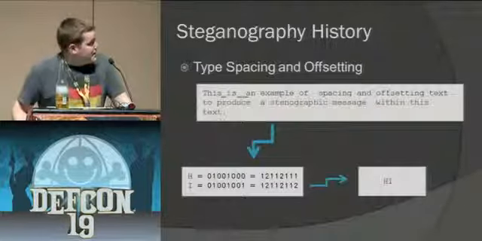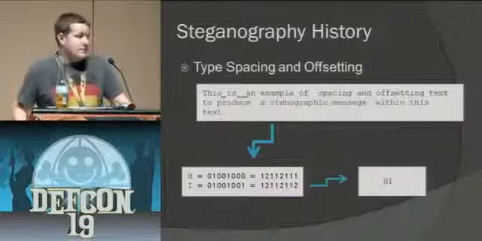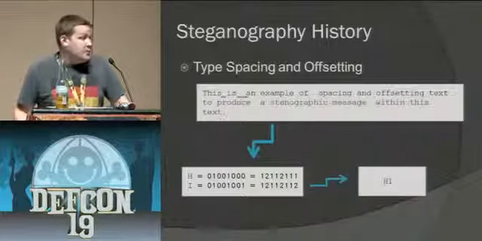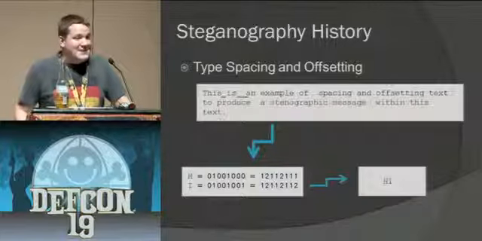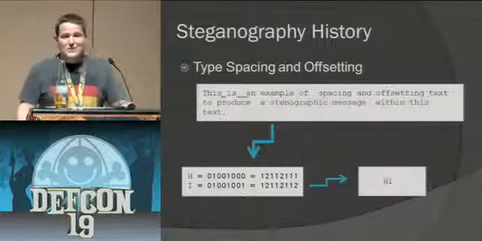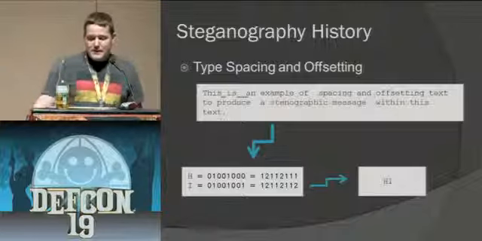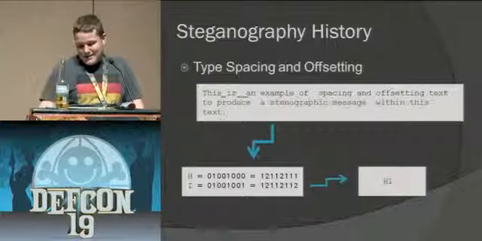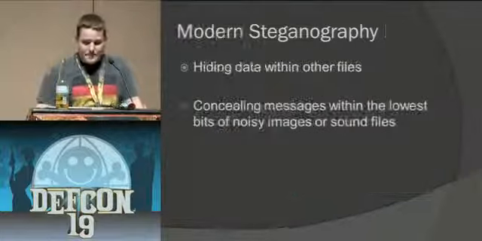Type, spacing, and offsetting. Again, this is a lot like the null cipher. You have to have a really, really long message in order to get out a really short message. So, those are the shortcomings involved there. You'll end up with a really long message and you translate all the way across into something and you get something as simple as hi.